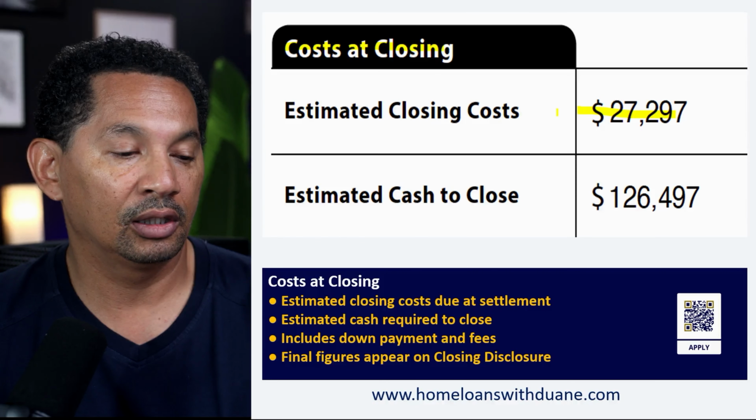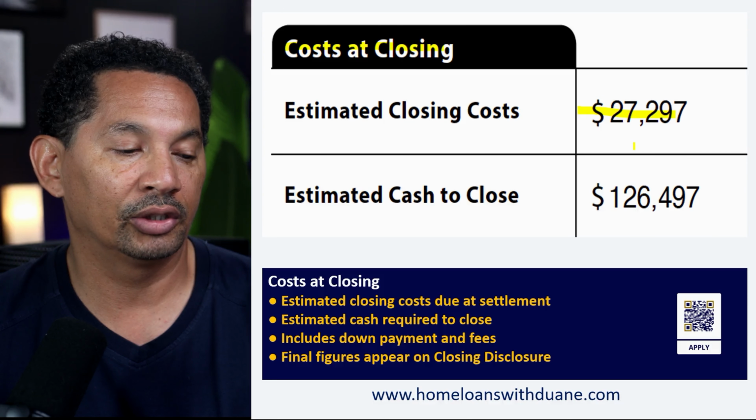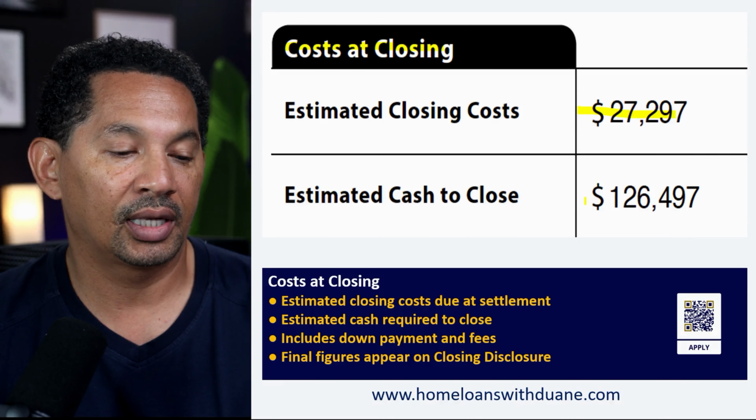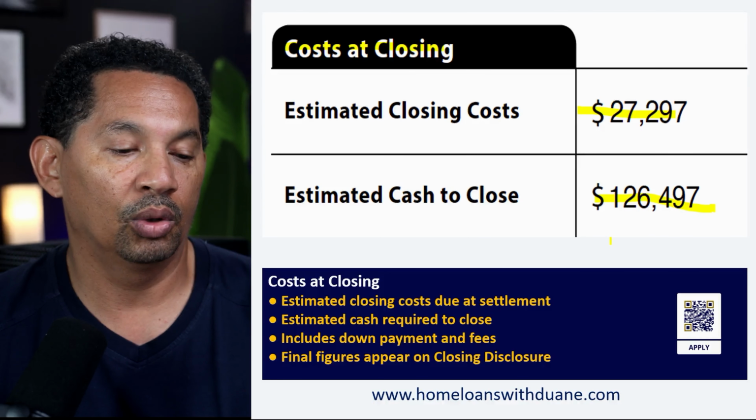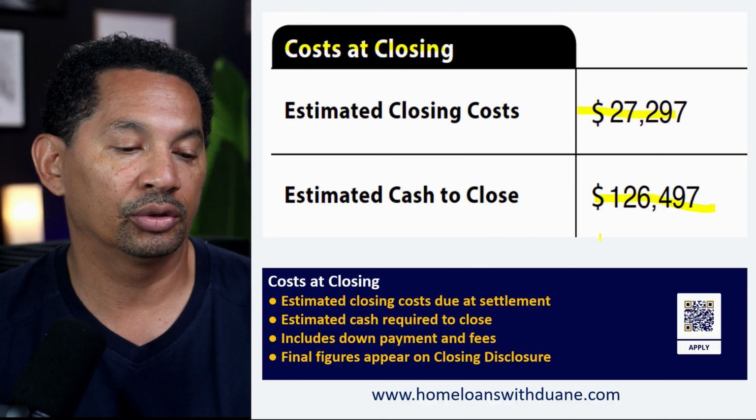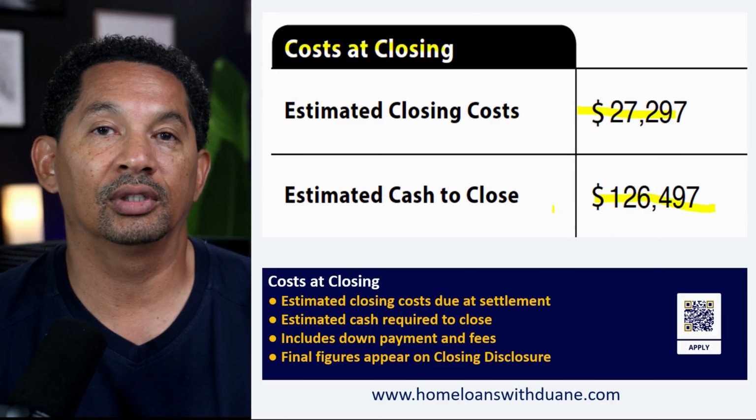So your estimated closing cost is $27,297, and the estimated cash to close, this is with the down payment and closing costs, comes to $126,497.